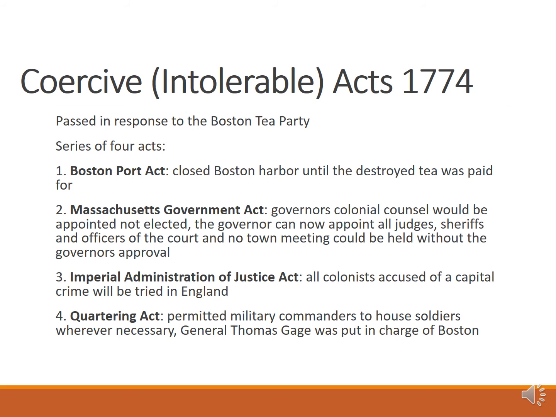Number 3 was the Imperial Administration of Justice Act. This was, again, kind of an addendum to the declaration that was made after the burning of the Gaspee. And this basically says that all colonists accused of any kind of capital crime, essentially a felony, would be tried in England. So again, this goes against all of the British common law principles, which say that you have the right to be tried by a jury of your peers.